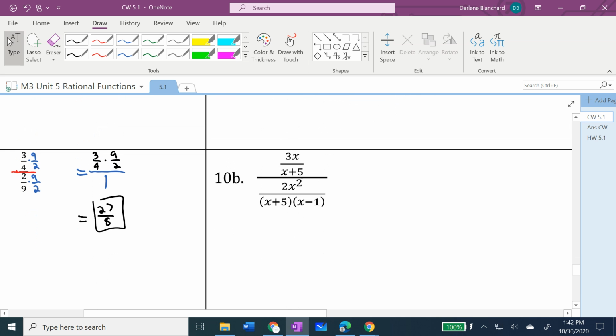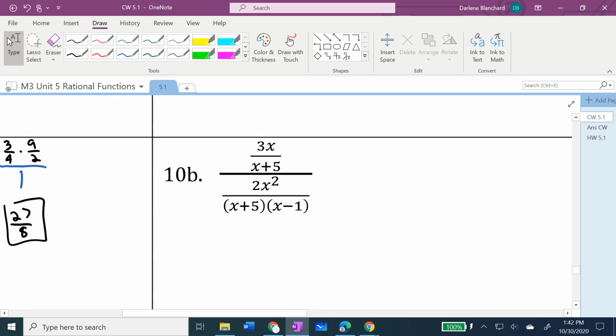And then lastly, this beast. It's not as bad of a beast as it looks.